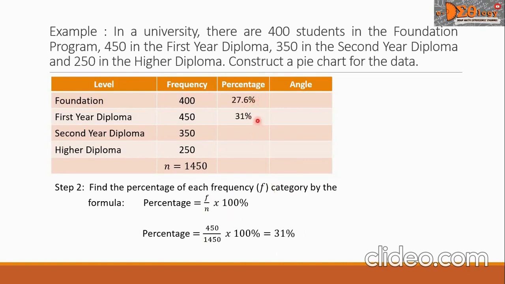For the second blank, 31%. We got this when we have 450 divided by 1450 times 100%.